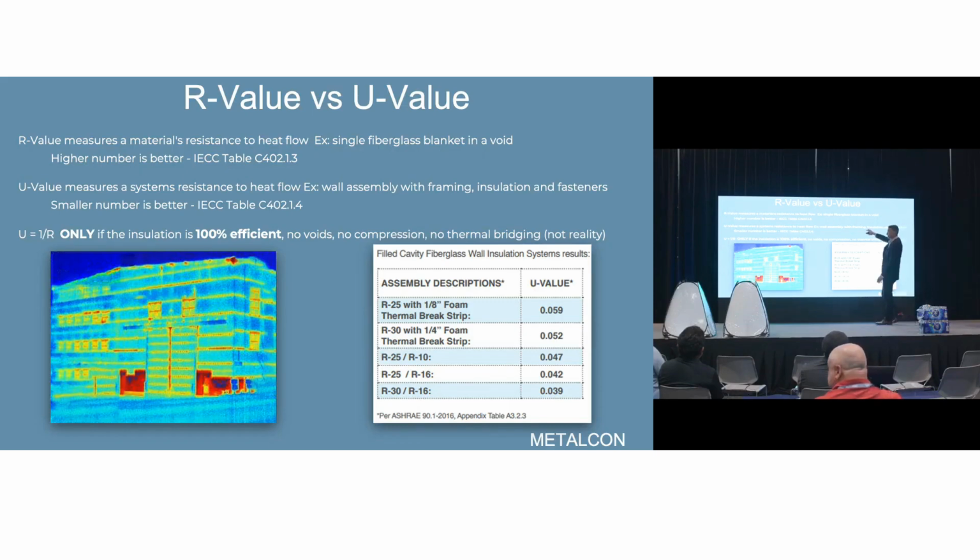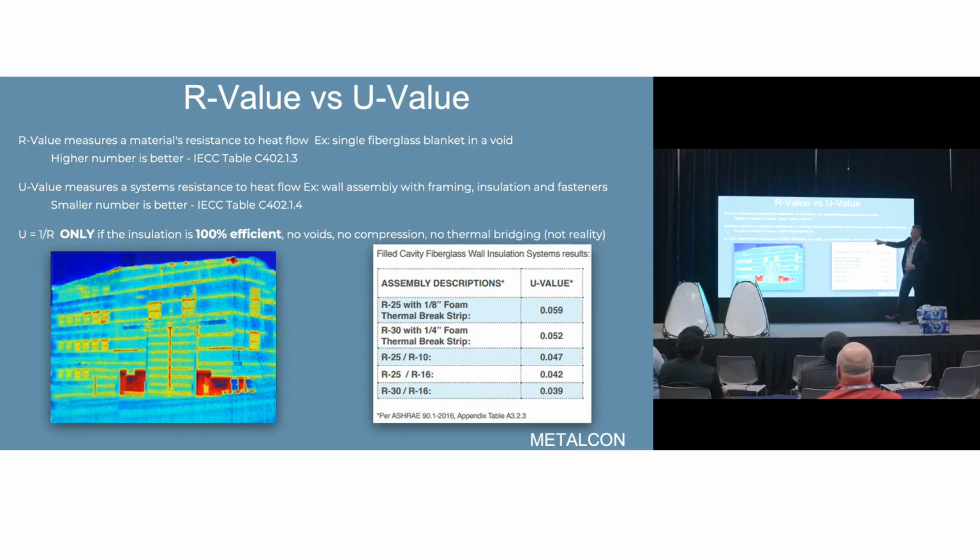The U value that the code talks about is the measure of an assembly, so the entire wall together. All of the studs, all of the girts, all of the screws, all of the clips. The U value defines the system, the way it's installed. So it's a much better way to look at how the building is actually performing.